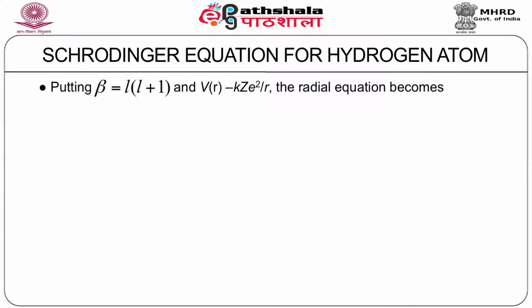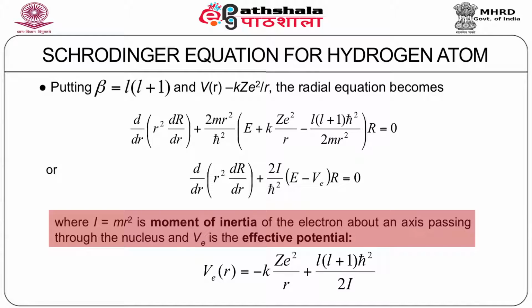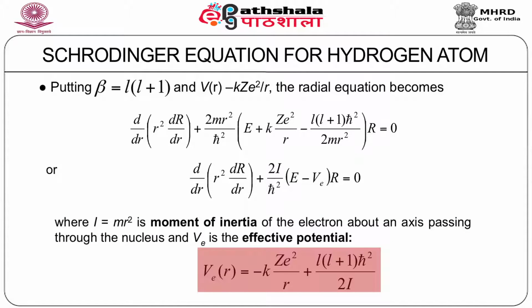So putting beta equal to L(L+1) and V(r) equal to minus kZe squared by r, that is the Coulomb potential, the radial equation becomes like this. That is the first equation which you can see on the screen. Or you can rewrite this in the form d/dr of r squared dR/dr plus 2I by h cross squared times (E minus V) R equal to 0, where I equals m r squared is the moment of inertia of the electron about an axis passing through the nucleus, and V is the effective potential, which is equal to the Coulomb potential plus the term L(L+1) h cross squared upon 2I.